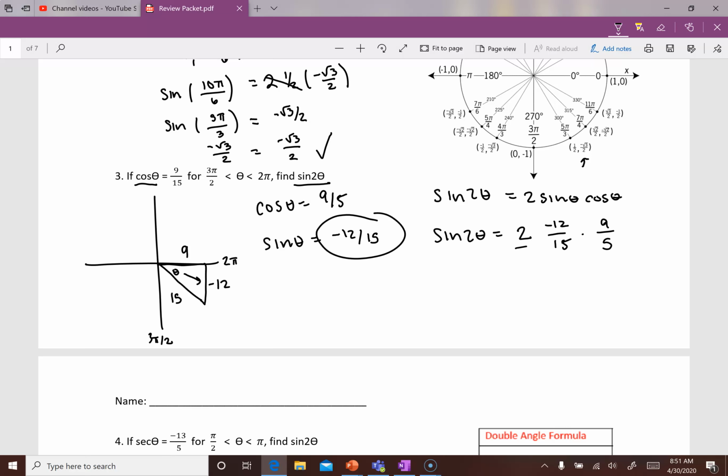And then I like to rewrite this with a 1 and multiply across my numerators, and I get negative 216. Multiply across my denominators, and I get 225. Putting that in my calculator and reducing it using math fraction, I get negative 24 over 25.